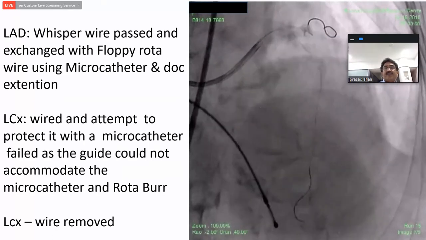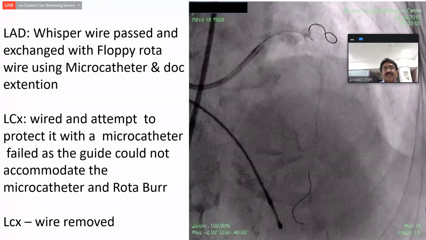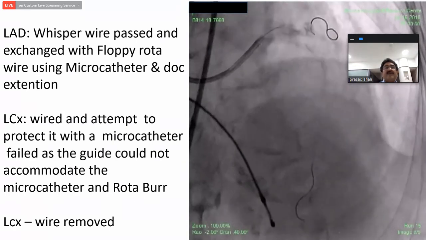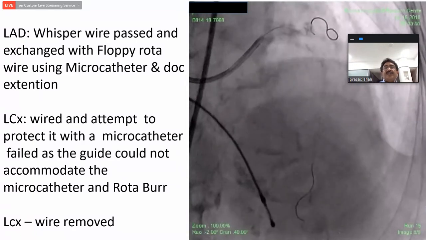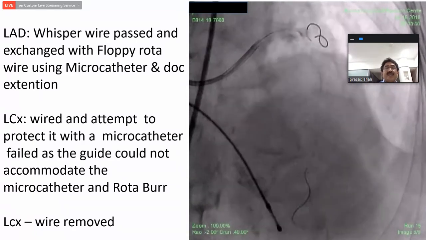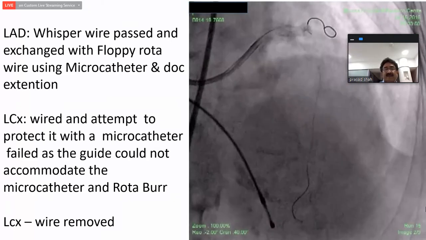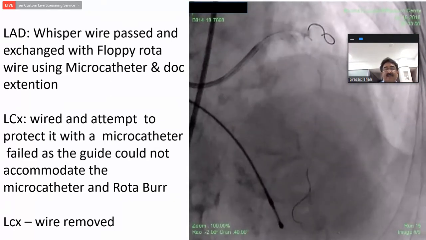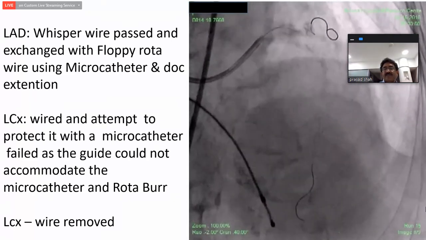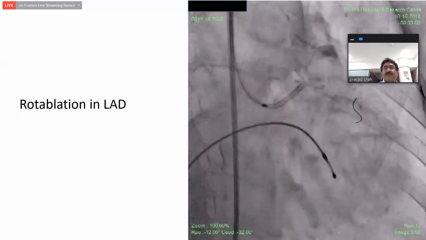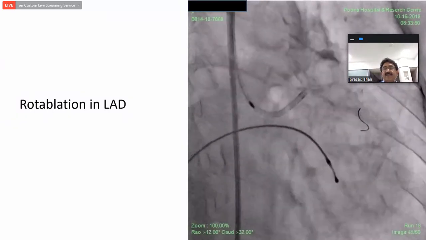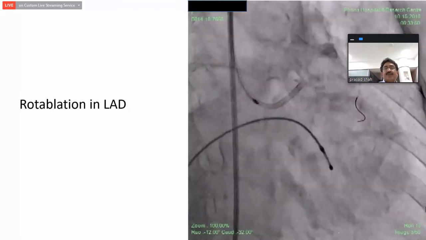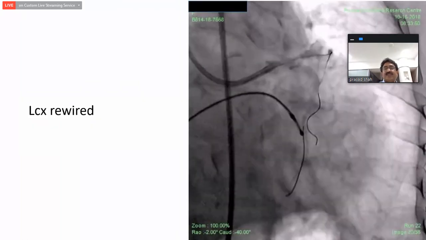The LAD was wired with a Whisper wire, and then was exchanged to the floppy rota wire using a microcatheter and a Dock extension. And then I realized that I couldn't use a rota as well as a microcatheter in place in the 7F guide. So the LCX wire was removed. And rotablation was then performed to the LAD using the same 1.5 burr. Post rotablation, the LCX was then rewired.